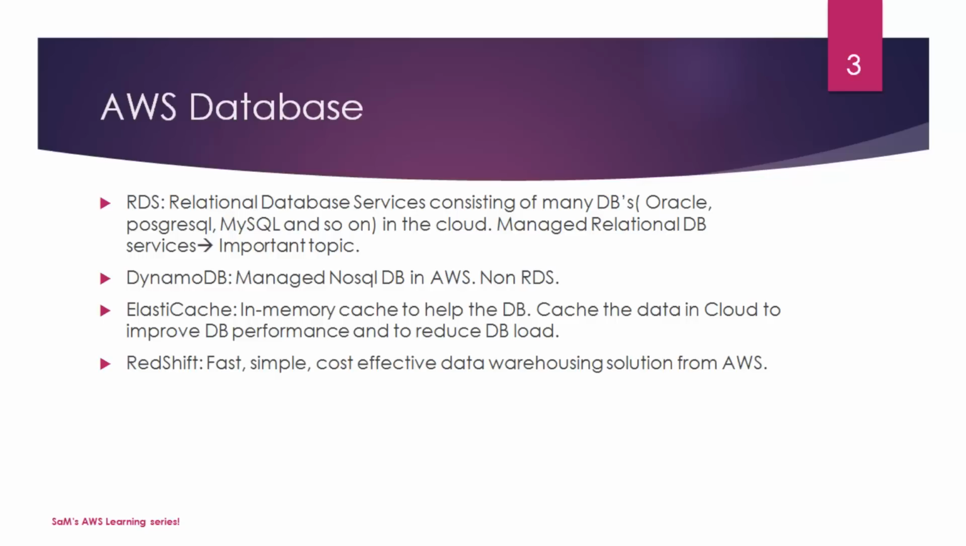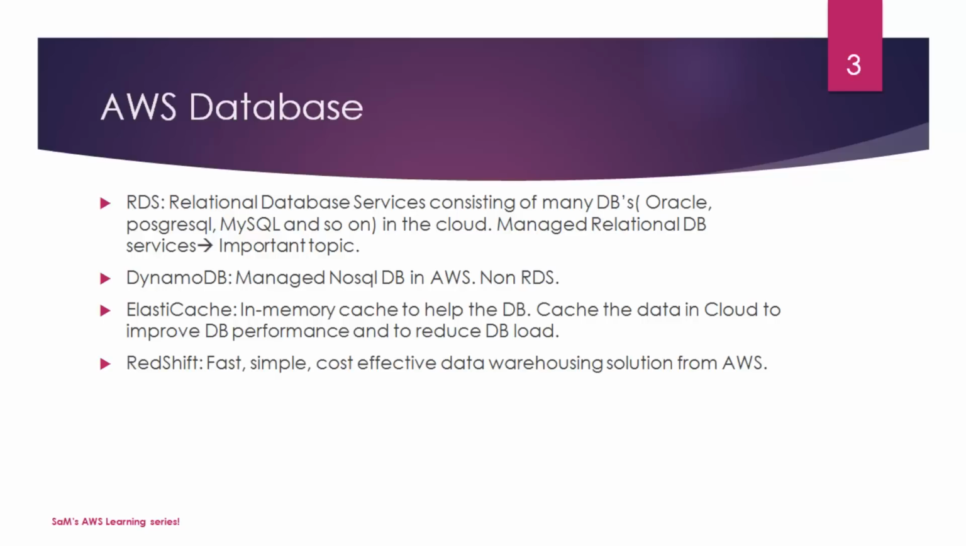Then moving on, we have something called DynamoDB. If you are familiar with database terminologies, this is a NoSQL database. This is the managed NoSQL DB in AWS, and this is non-RDS. This is what you call a non-relational database.